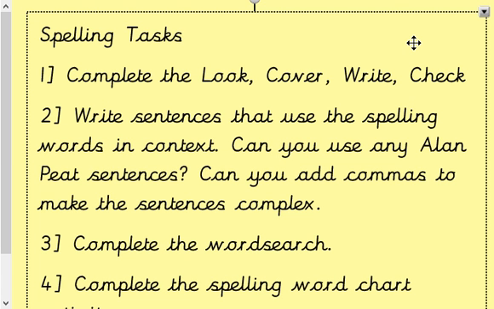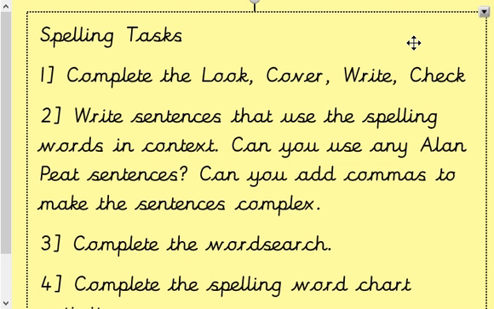You've got writing sentences that use the spelling words in context. This will prove that you understand what the words mean. Could you use any Alan Peat style sentences? Could you add commas to make the sentences more complex?